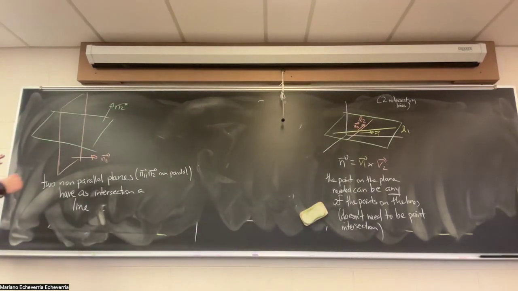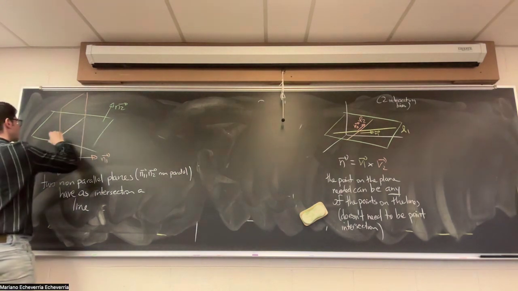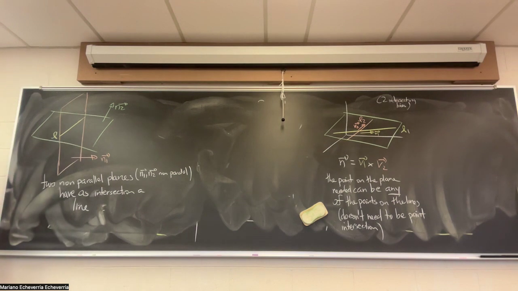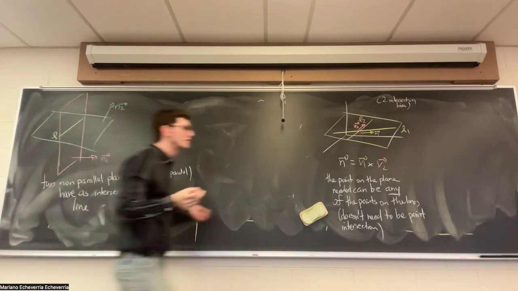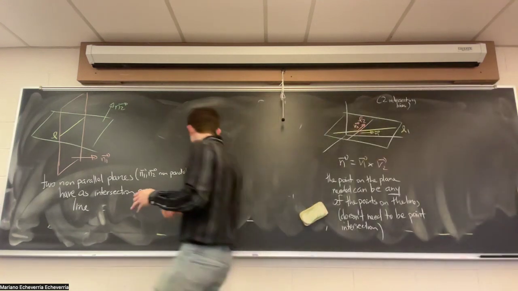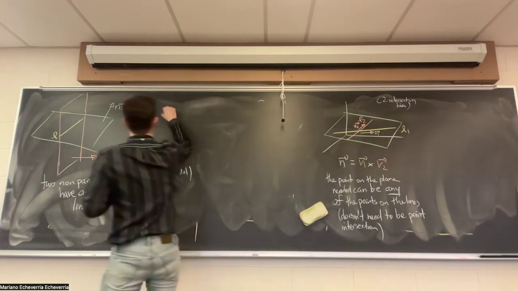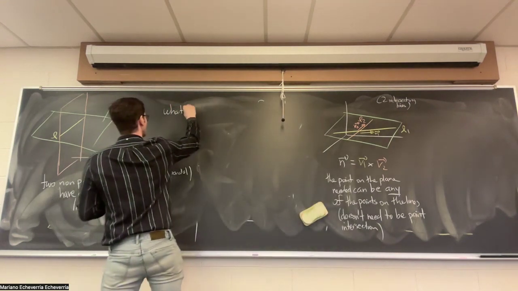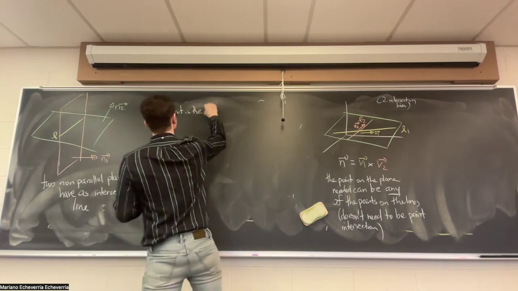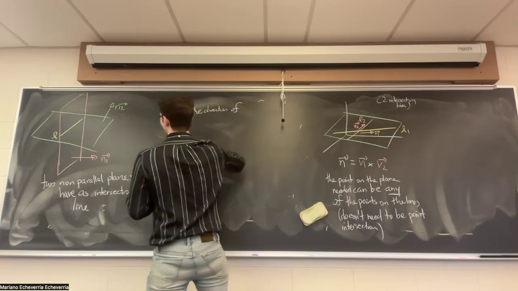So let's think of this as the line of intersection, right? Let's call it L for line. What do I need to specify the line? I need a direction for the line. So the question is, what is the direction V of the line L?